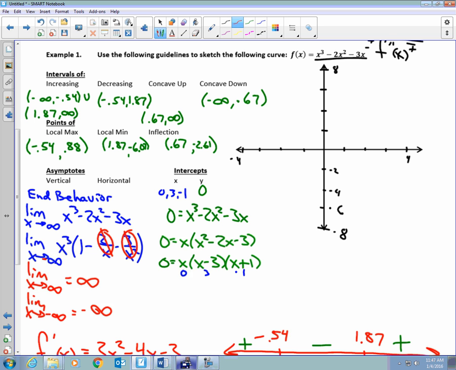So my x-intercepts and y-intercepts are 0, 3, negative 1. I have a local max of negative 0.54 and 0.88, a local min at 1.87, negative 6, and I have an inflection at 0.67 and negative 2.6. So I just plotted these 3 points.